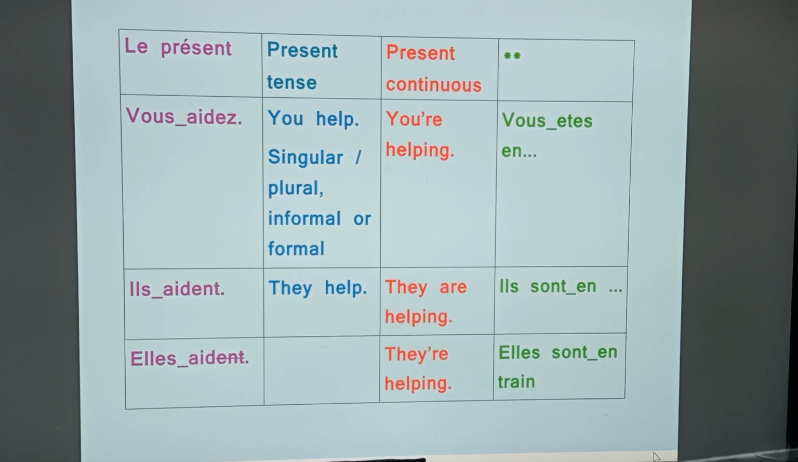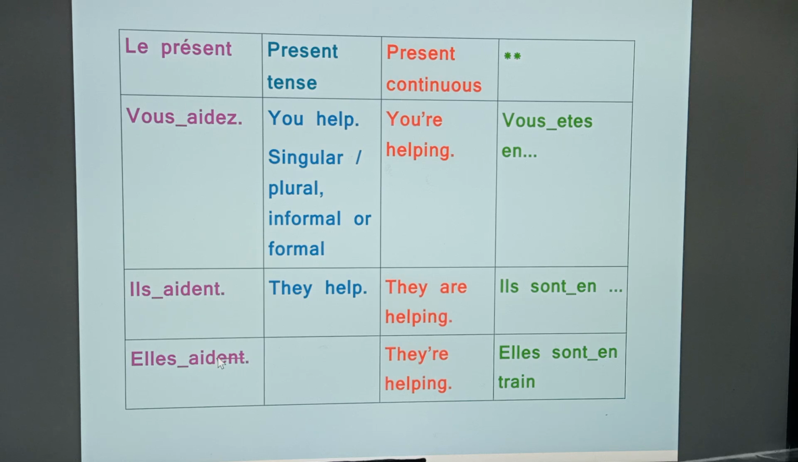So if it is feminine, we're supposed to say elles aident. As you can see here, I've put this ENT and crossed it. Can you see that? ENT, I crossed it, okay? So we don't do the pronunciation.